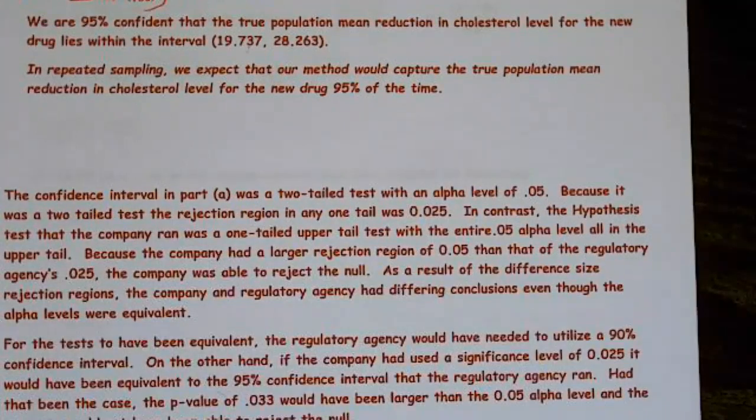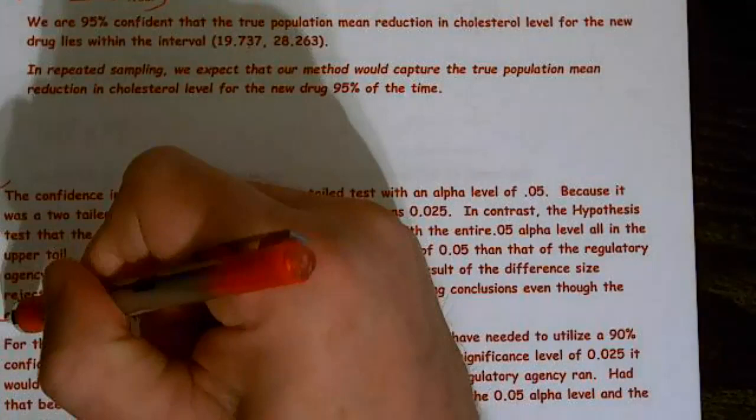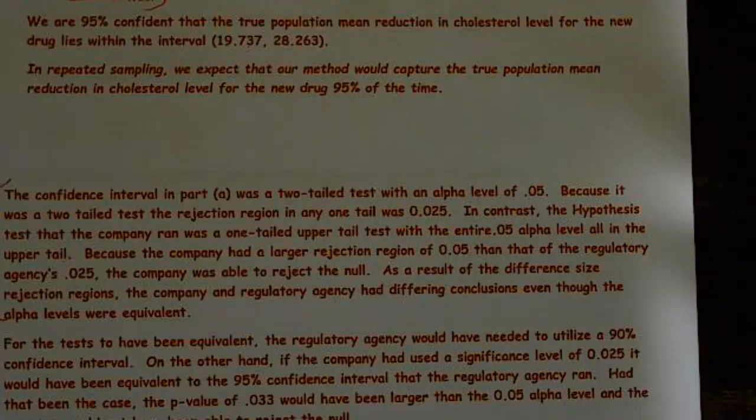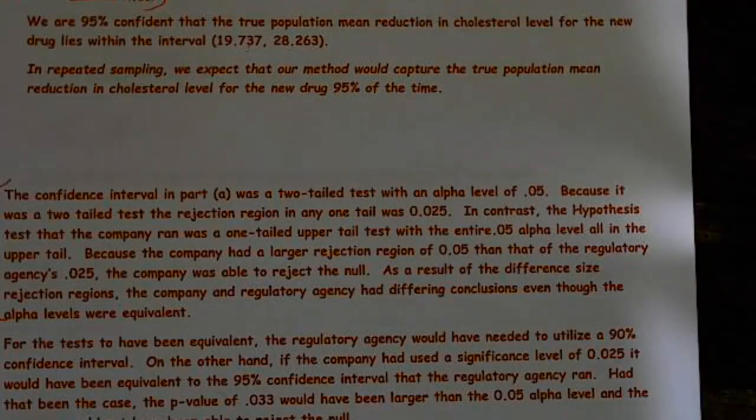Because the company's test had a larger rejection region of 0.05 in the upper tail than that of the regulatory agency, 0.025, the company was able to reject the null. As a result of the different size rejection region, the company and regulatory agency had different conclusions, even though the alpha levels were equivalent. All right, very long explanation, but you needed to come up with something similar to that.